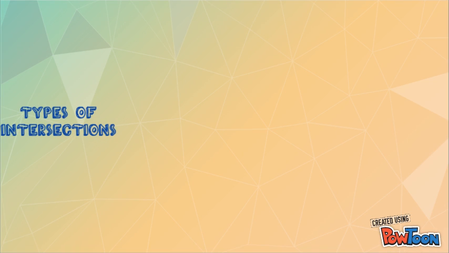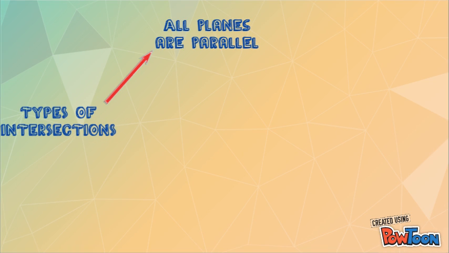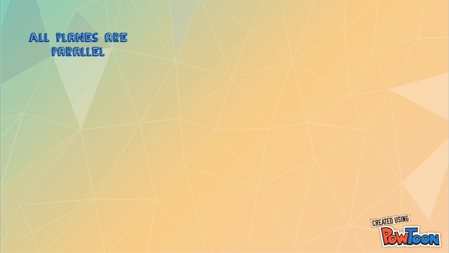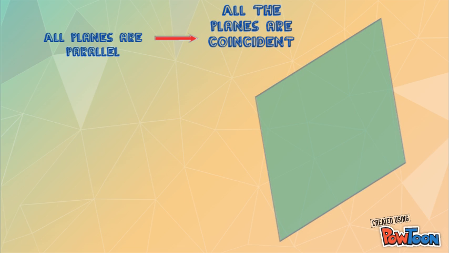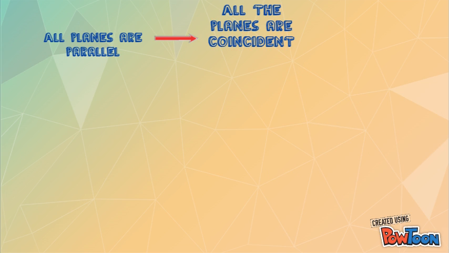When it comes to types of intersections, there is a case where all planes are parallel. We can identify this by comparing the direction vectors of the vector equation or normal vectors of the scalar equation to find if they have a similar ratio. When all three planes are parallel, there's a scenario when all the planes are coincident. Therefore, there's a solution that satisfies all three planes, making this system consistent.